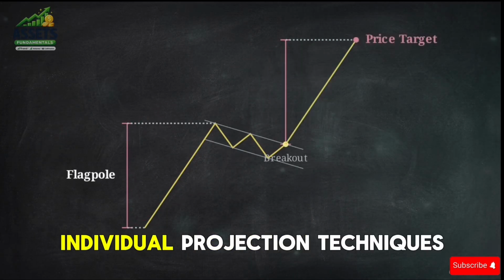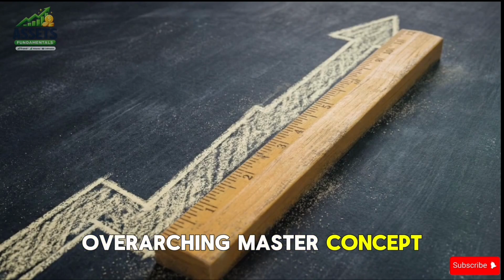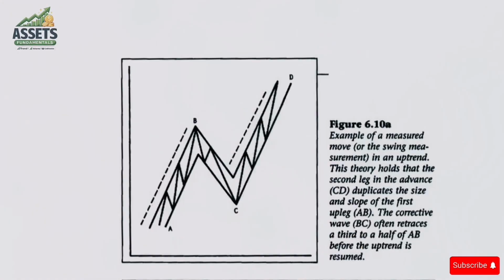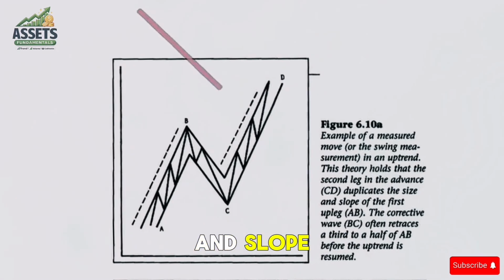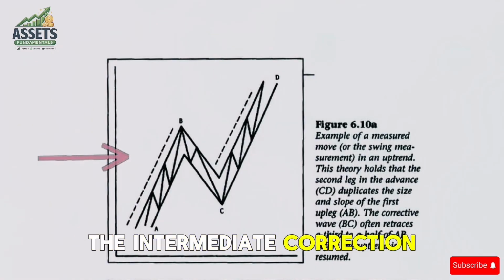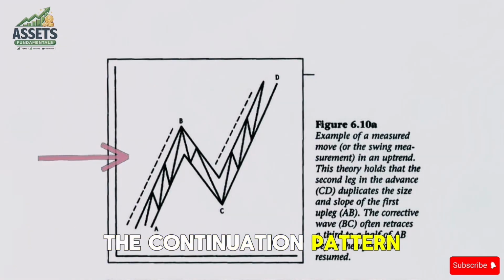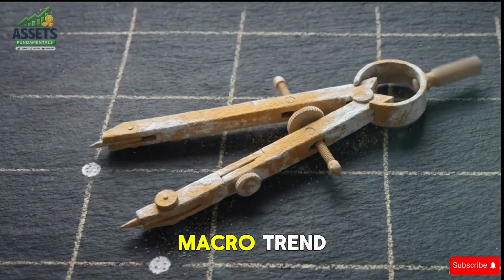All of these individual projection techniques synthesize into one overarching master concept, the measured move. This theory dictates that a market swing following a consolidation will often perfectly duplicate the size and slope of the swing that preceded it. Under this framework, the intermediate correction wave, the continuation pattern itself, acts as the exact midpoint pivot for the entire macro trend.